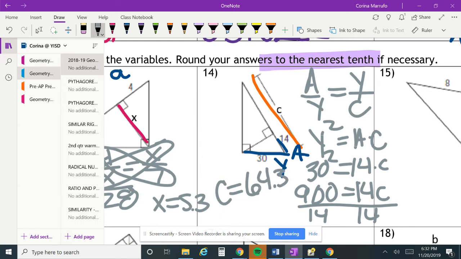Also make sure that your answer makes sense. Does our answer make sense? If we would have gotten a number like 3, it would not have made sense for this side to be only 3 units long. It would definitely have to be more than 14.